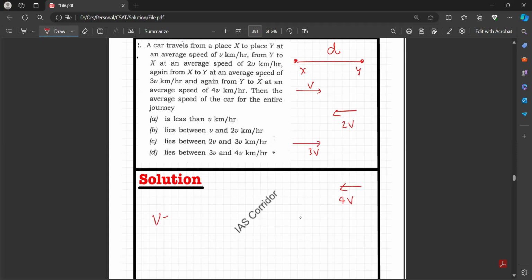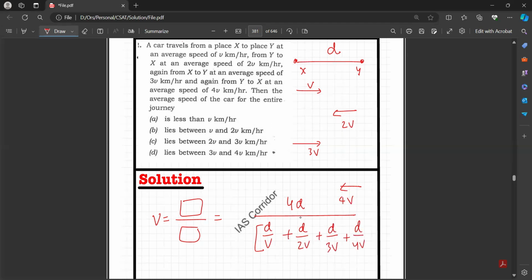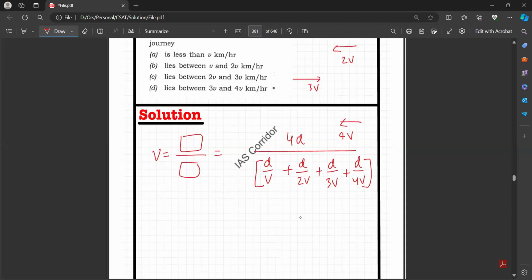Average speed will be equals to total distance by total time. What is the total distance? 4 बार हो रहा है 4D. What is the total time? The total time in the first case it will be D by V. S equals to VT. T equals to S by V. यानी D by V. The next one will be D by 2V. The next one will be D by 3V. The next one will be D by 4V. Right? अगर हम इसको solve करेंगे, you will get 4D by D by V common, 1 plus 1 by 2 plus 1 by 3 plus 1 by 4.